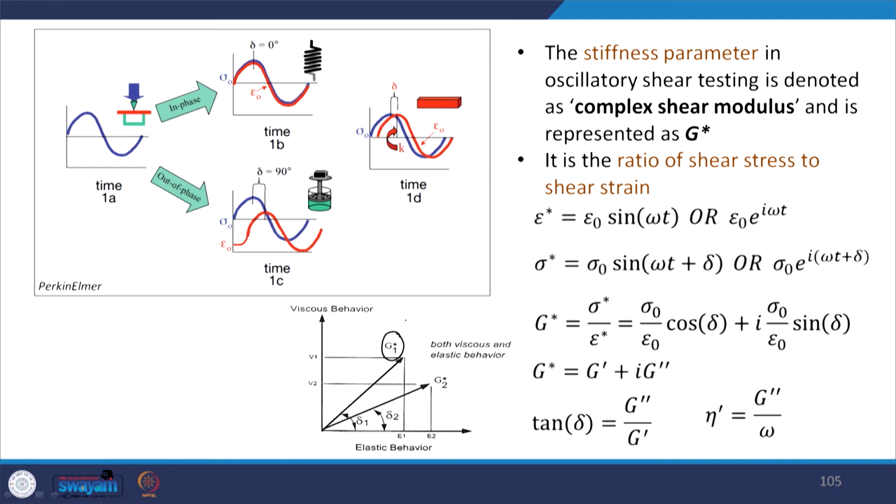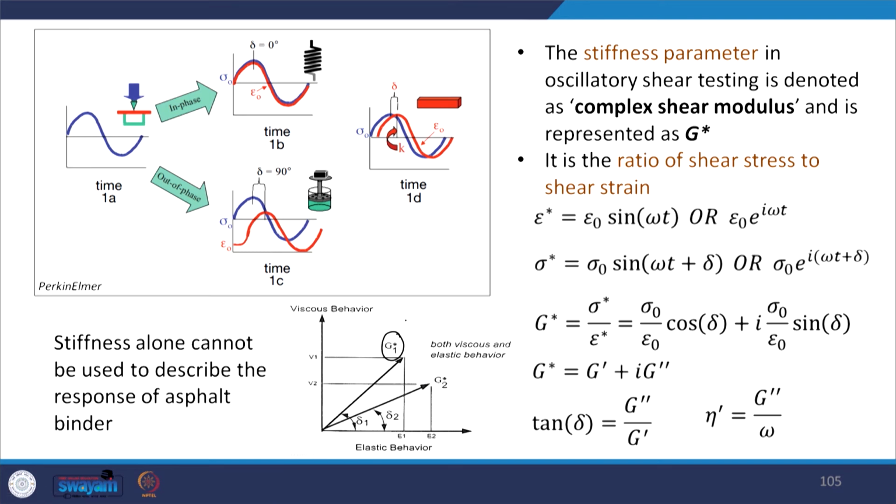In case of the first material, you have a higher delta. What do I mean by higher delta? More towards 90 degrees, which means a higher viscous response. In case of the second material, you have a lower value of delta, more towards elastic or spring-type behavior. So, more elastic response and less viscous response. Lower the value of delta, more will be the elastic response in the material; higher the value of delta, more will be the viscous response. We have to remember that stiffness alone, or the magnitude of complex modulus alone, cannot be used to describe the response of the asphalt binder. The use of phase lag is equally important to see the entire behavior.